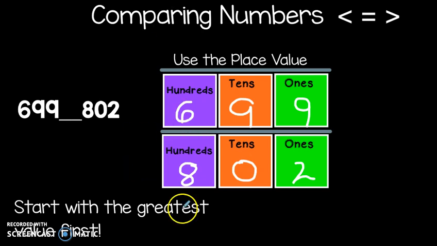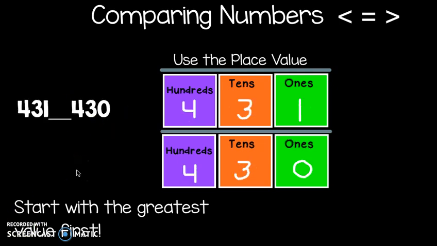And in this case, that's the hundreds. The hundreds is the greatest value that we've got here. I've got 600s and 800s, and I know that 600s is less than 800s. And what about everything else? Well, it doesn't matter, because as soon as I see that my hundreds are different, I can go ahead and make my comparison, and I know that 600s is less than 800s. And it doesn't matter that these are 9s and this is only a 0 and a 2, because this has 600s and this has 800s. And so I know that 699 is less than 802.